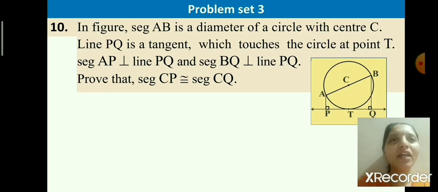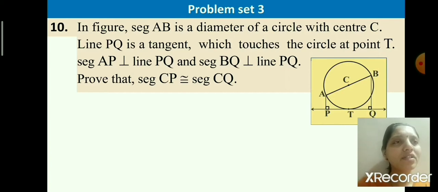Question number 10. In the figure, seg AB is the diameter of a circle with center C. Line PQ is a tangent which touches the circle at point T. AP is perpendicular to line PQ and seg BQ is perpendicular to line PQ. Prove that seg CP is congruent to seg CQ.